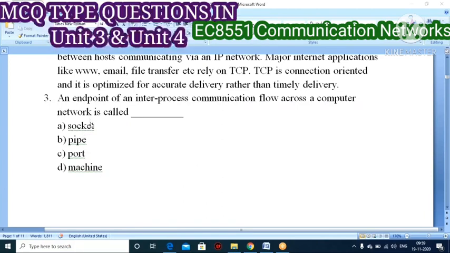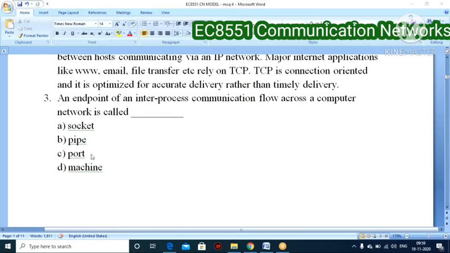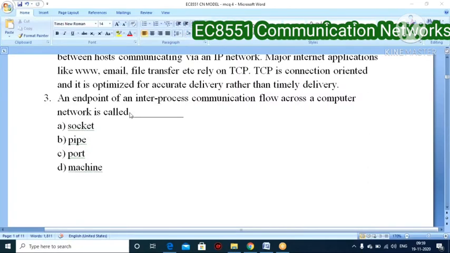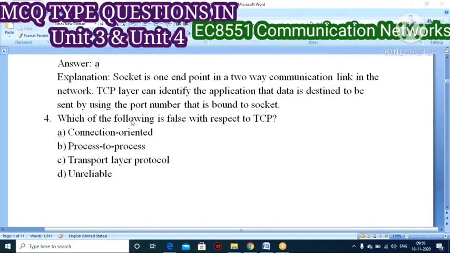This is a little bit confusing topic, to identify these two terms, socket and port. If you differentiate these two words, then you can easily answer this question.